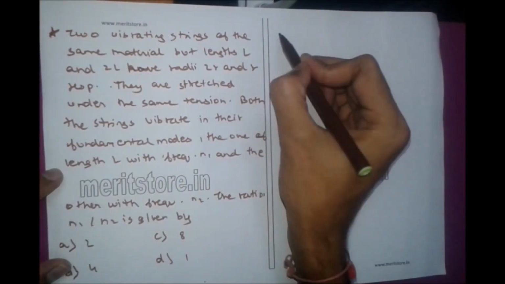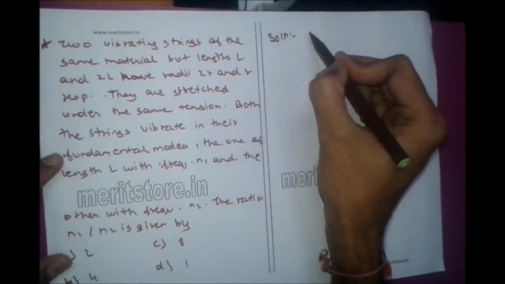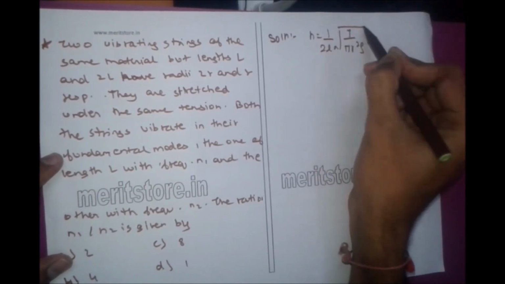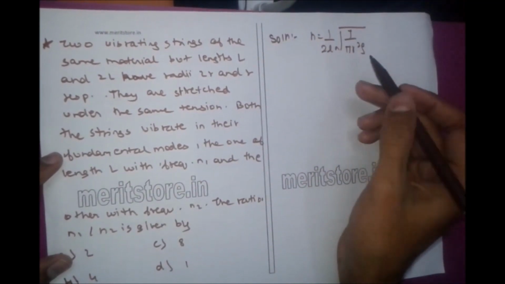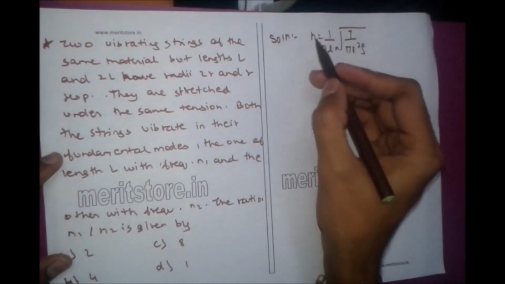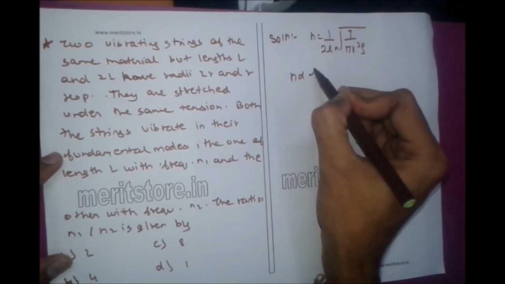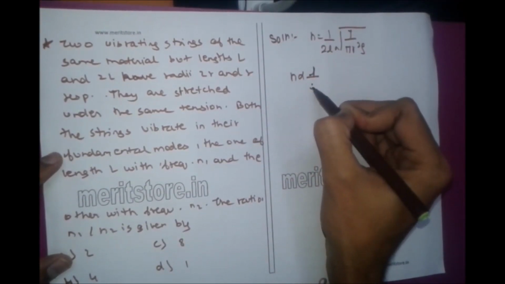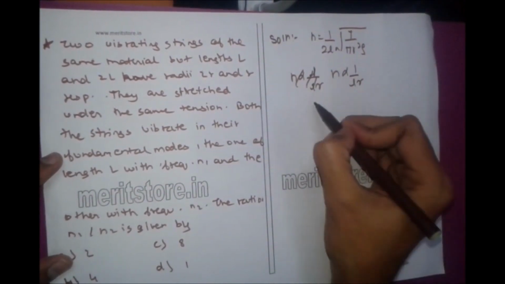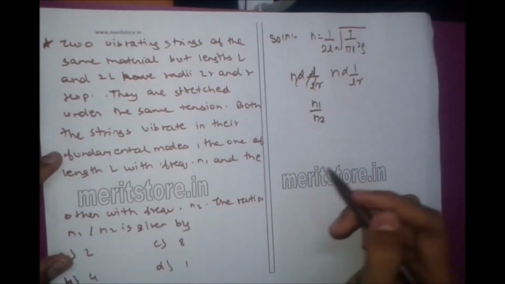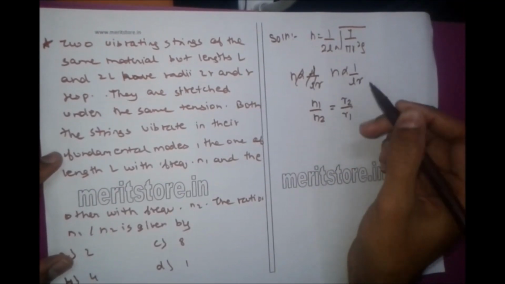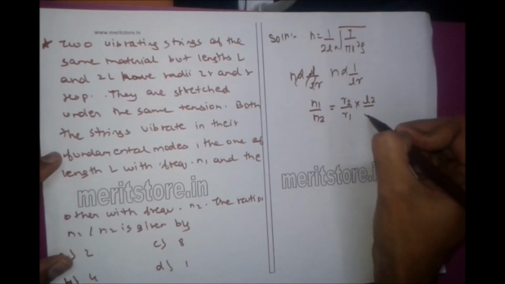So we have the fundamental frequency n equal to (1/2L) √(T/(πr²ρ)), where ρ is the mass per unit length of the wire. So n is directly proportional to 1/(Lr). We need to find the ratio of the frequency of the first to the other. In terms of the radius, it is r2 upon r1 multiplied by the length L2 upon L1.